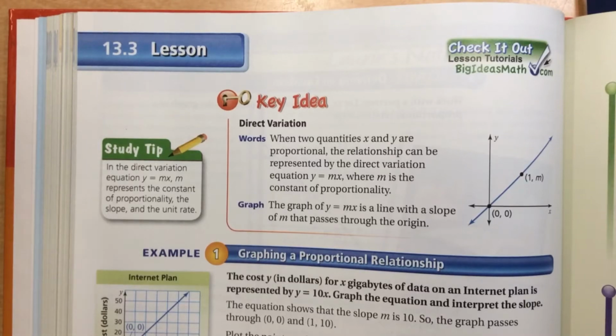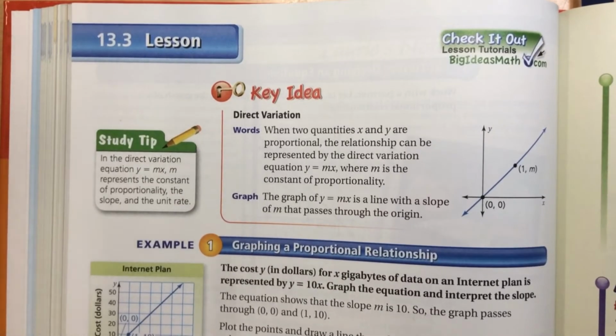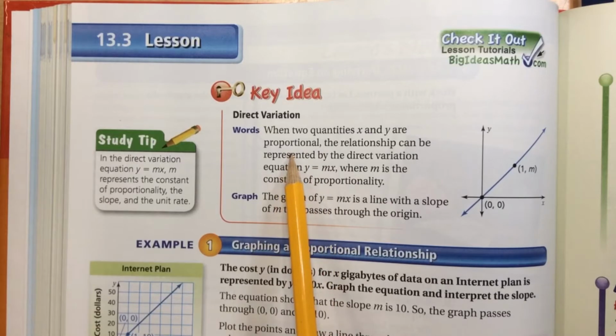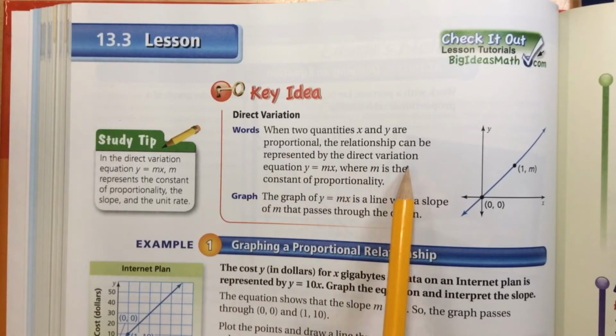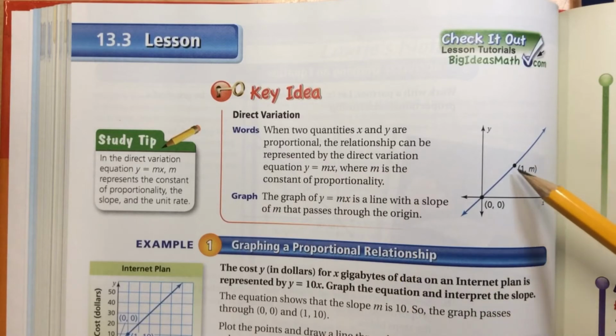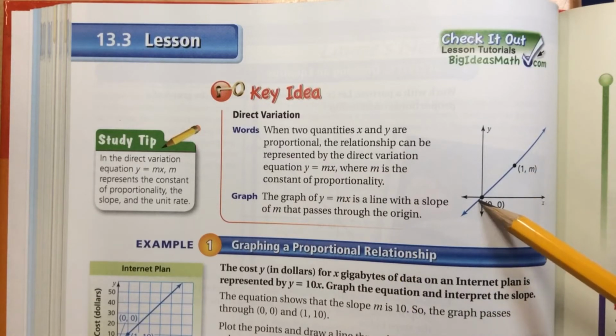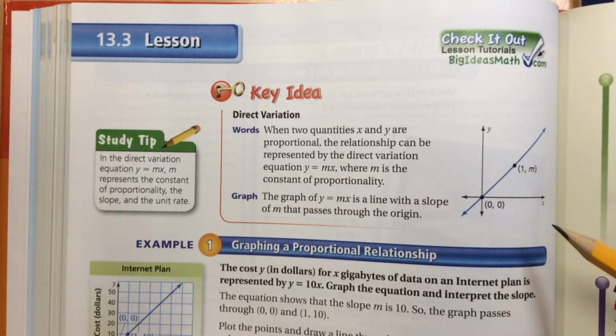Well, this is lesson 13.3, and it actually brings us back to something we did earlier in the year called direct variation. And hopefully you remember that if two quantities, x and y, are proportional, then we would also say they show direct variation. Okay? And that means that the graph goes through the origin. So we remember that if they are proportional, it goes through the origin. If they show direct variation, it goes through the origin.